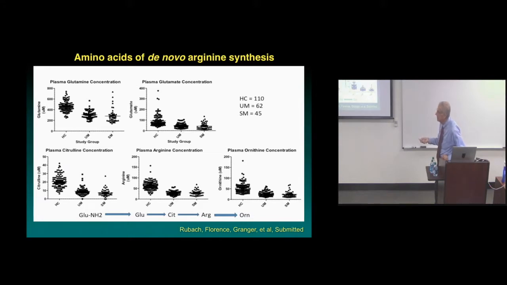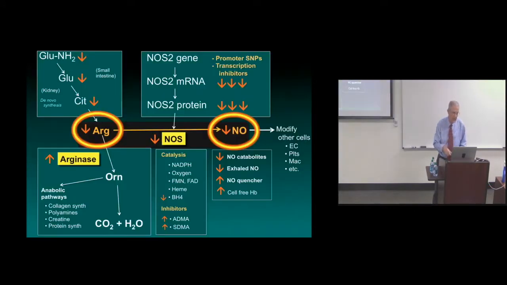Citrulline production, extremely low. Arginine concentration, I've shown you this, more of the same. And then ornithine was also low. So there may be some sort of problem with synthesizing just in our body to make enough arginine. It's complicated because at the same time it can be synthesized, arginine can be broken down. It can be metabolized by this enzyme called arginase. Arginase can be made by monocytes and macrophages, a lot of different cells in the body.